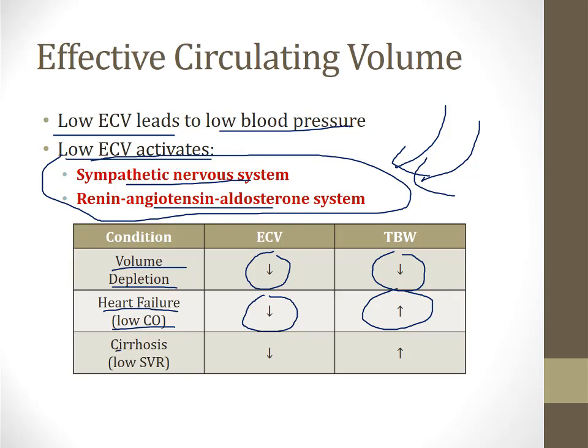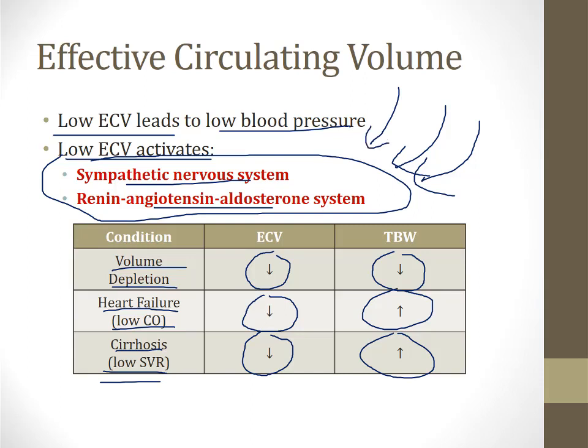Finally, let's consider cirrhosis. Patients with cirrhosis are massively vasodilated. They have a very low peripheral resistance or systemic vascular resistance. Both terms mean the same thing. These patients have lots of total body water. They have ascites, they're swollen and full of fluid, but their effective circulating volume is very low, and that's because of the low SVR. So they also have activation of these two systems as part of the pathophysiology of the disease.